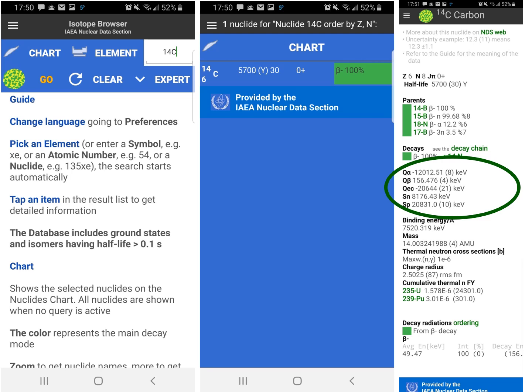So there's lots of information on these isotopes. For one of the first questions we asked, what's the Q value for the beta decay of carbon-14? You could use the isotope browser and get 156.476 keV.